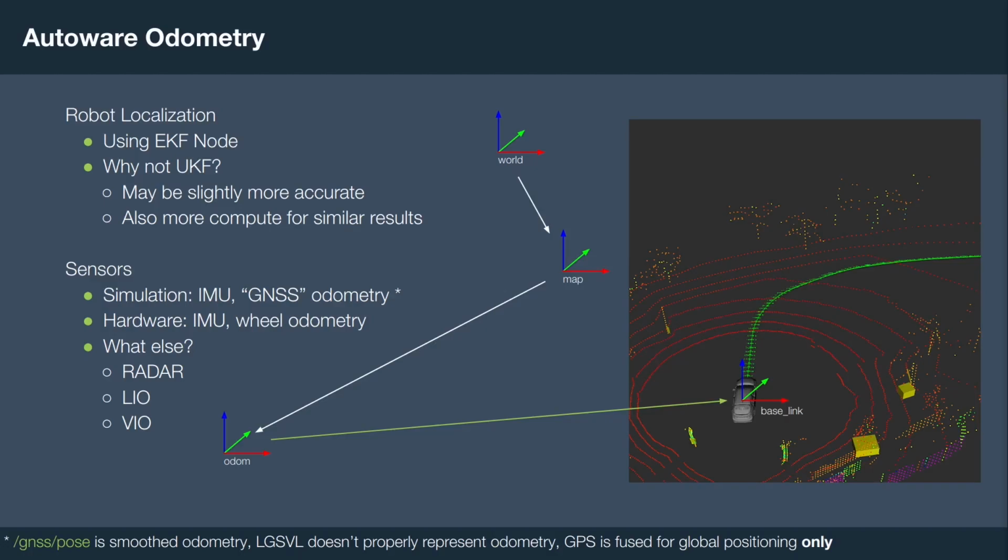Autoware also uses slightly different variations of the robot localization configuration, depending if it's in simulation or in hardware. In simulation, we're fusing in the IMU and the GNSS odometry. The GNSS odometry provided by LG SVL is actually just a smooth odometry with a not so great name, so you shouldn't think about that as a GPS source. On hardware, we're using the IMU and wheel encoder, but we could also use radar, Lidar initial odometry, or visual inertial odometry if available.